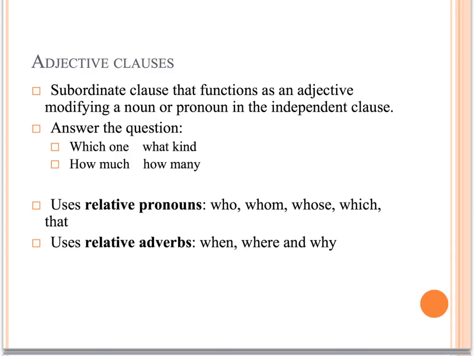The next dependent clause we're going to look at is called an adjective clause. An adjective clause describes nouns and pronouns and answers the questions which one, what kind, how much, how many. Adjective clauses use relative pronouns, of which there are 5: who, whom, whose, which, that, or relative adverbs: when, where, and why.